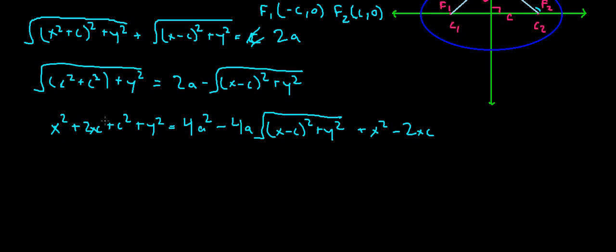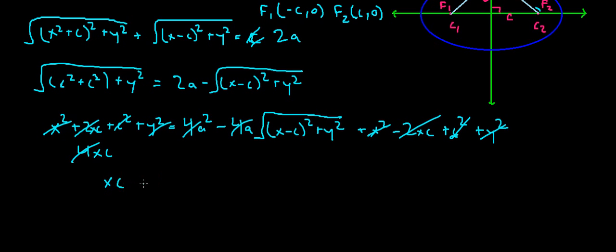Oh, this is an x here. Now I have to cancel out like terms. So there's c squared on both sides, and I know there's a y squared on both sides. And what I'm going to do is add this over to the other side. This will give me 4xc, and I've got 4 on all of the terms now, so I can just get rid of that. And what I'm left with is xc is equal to a squared minus a times this thing.